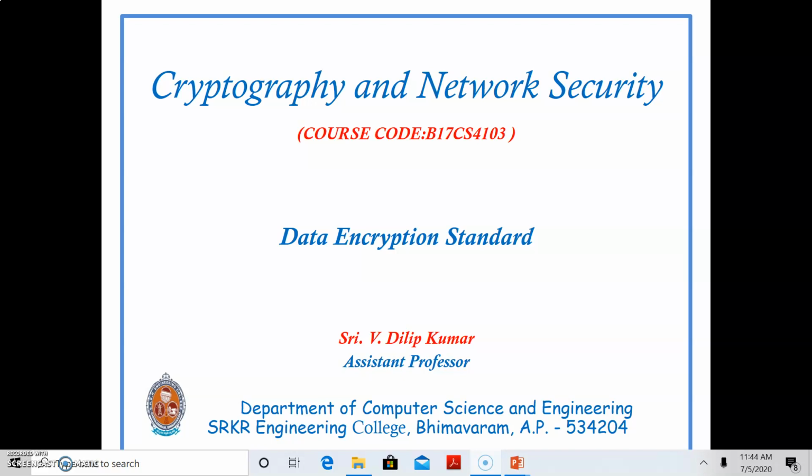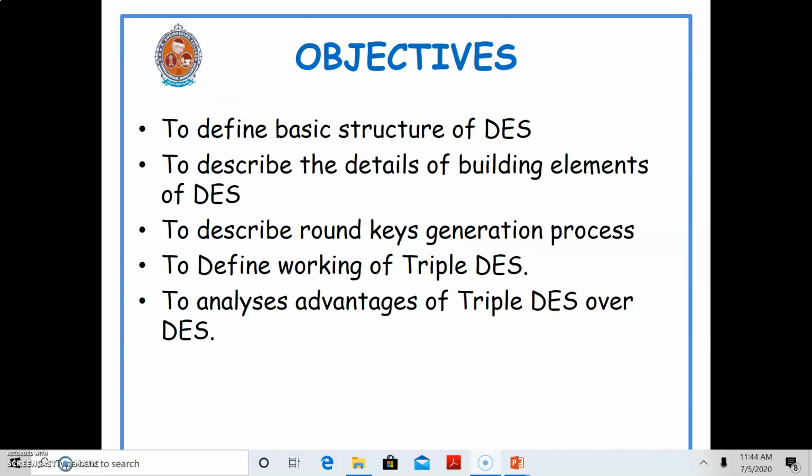The objectives of this video are to define the basic structure of DES and the basic building blocks of the DES algorithm, to describe the key generation process, to define the working of triple DES, and to analyze the advantages of triple DES over DES.